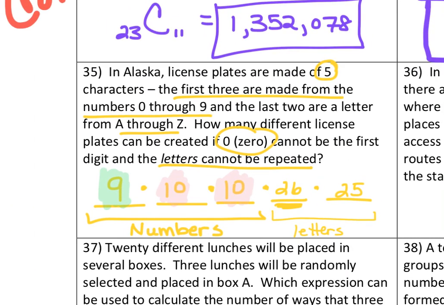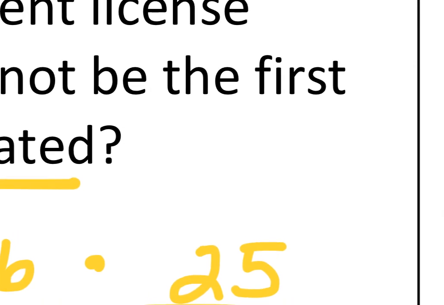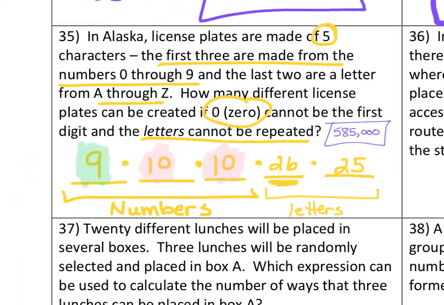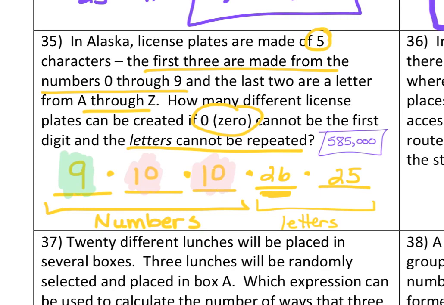And you're going to take all those numbers, 9 times 10 times 10 times 26 times 25. And when you multiply them all out, you should get 585,000 possible license plates that can be used in Alaska.